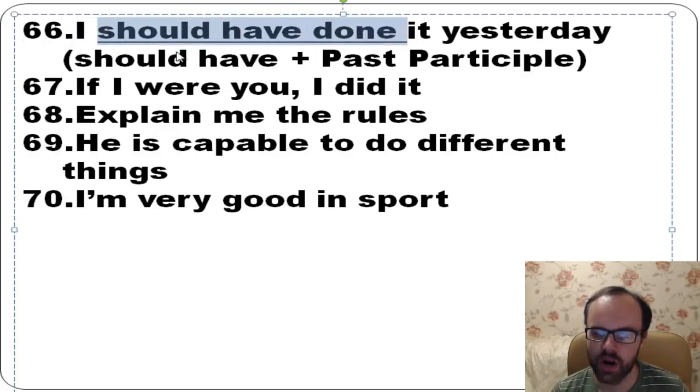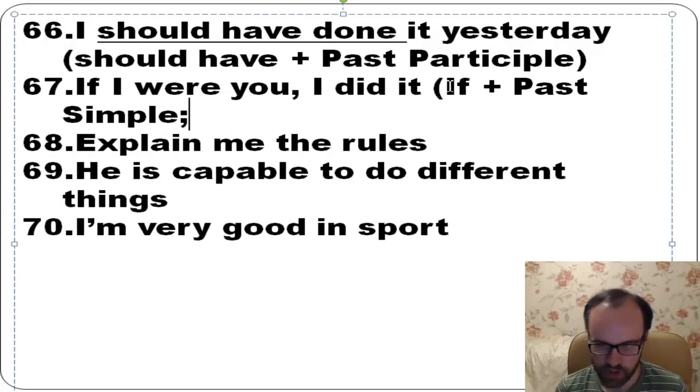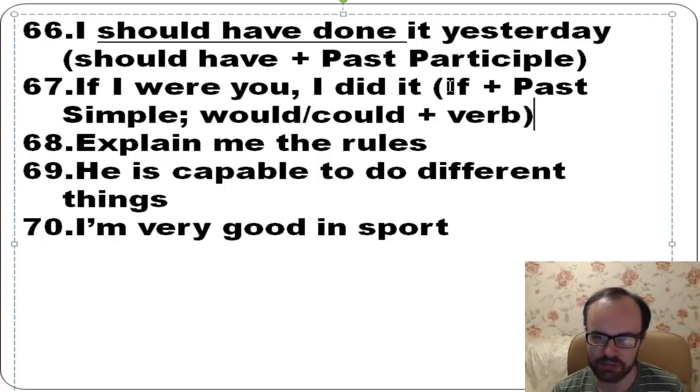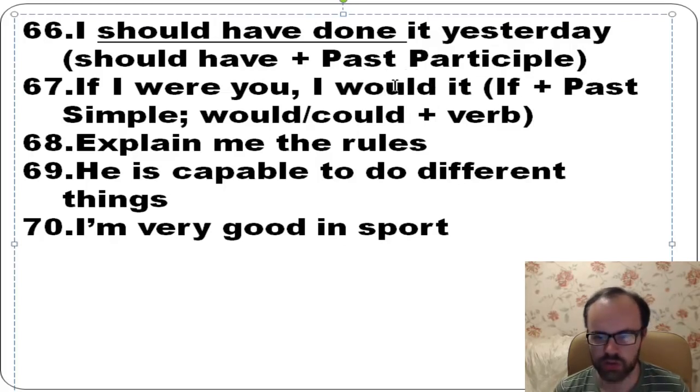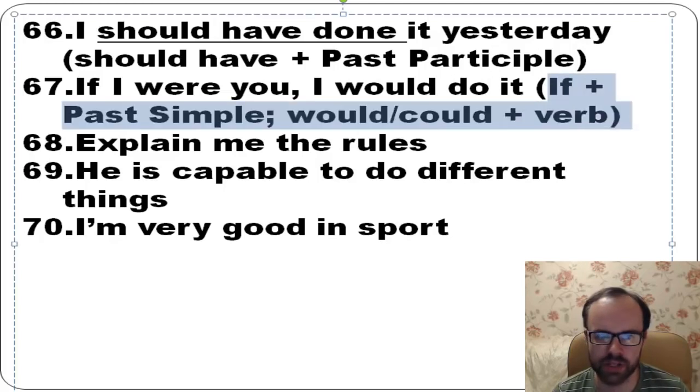Next. If I were you, I did it. If I were you, or if I were in your place, I did it. So you know that really we use past simple after if, but we need to use would or could plus verb in the second part of the sentence. So would or could. If I were you, I would do it. Okay, please remember this grammar.